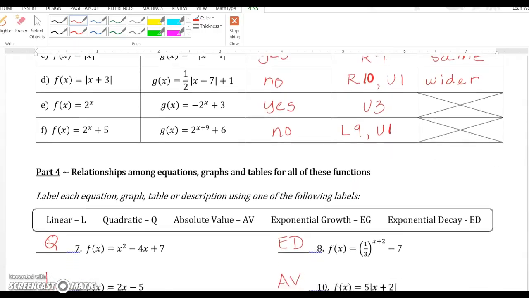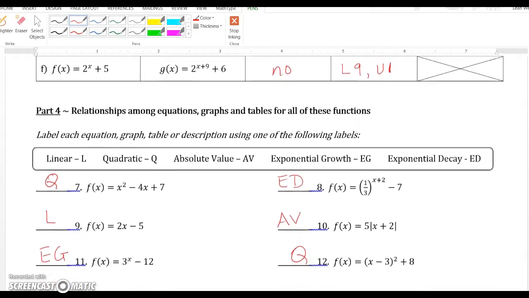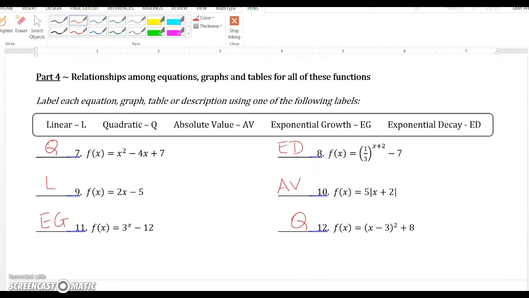Part 4, and this applies to the back as well, but we'll just do this part and then make a separate video for the 4th page. We are labeling, in this case, each equation as linear, quadratic, absolute value, exponential growth, or exponential decay. So, you know, linear is always going to be in the form of y equals mx plus b. Your exponent on your variables will always be a 1.